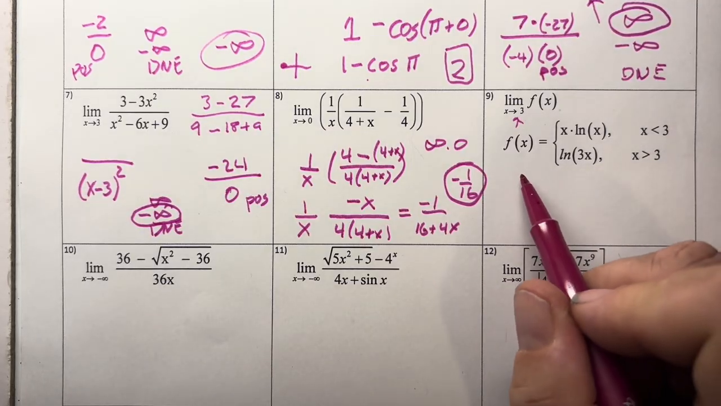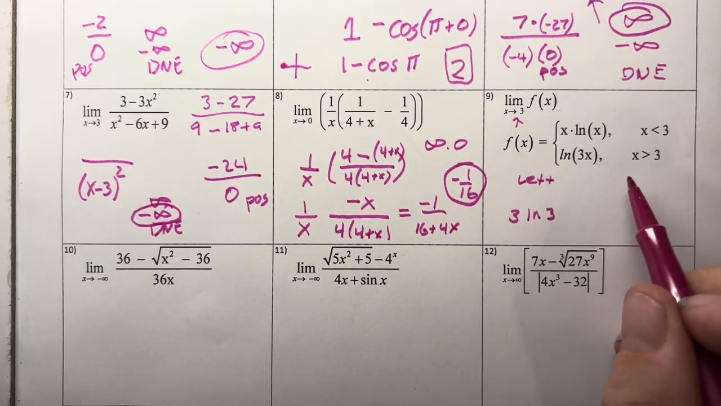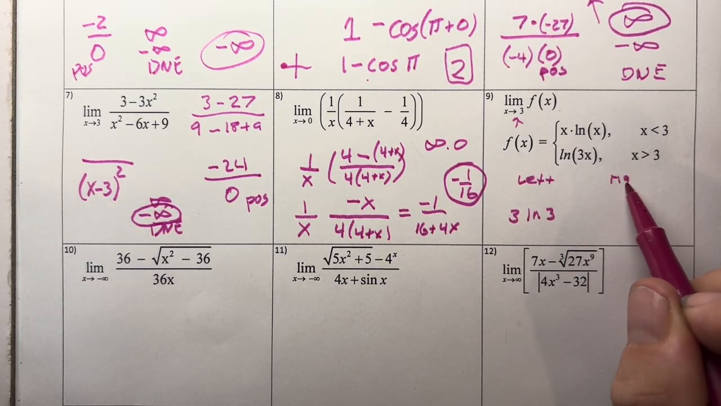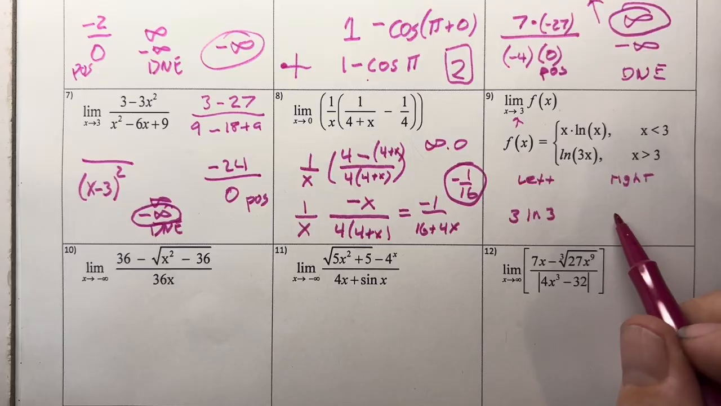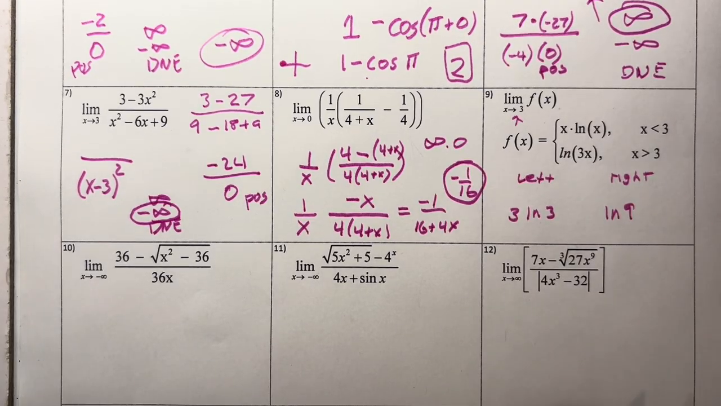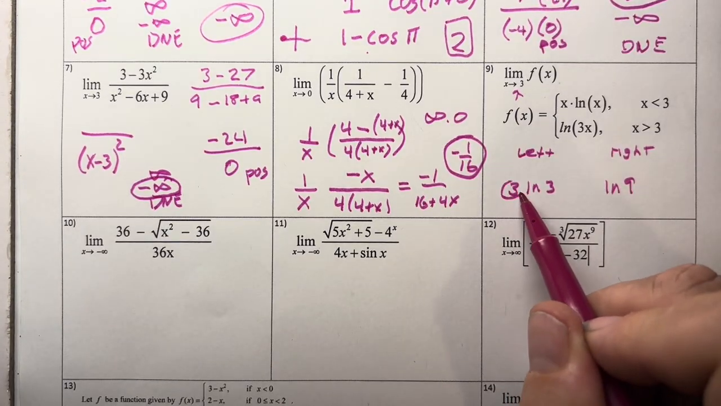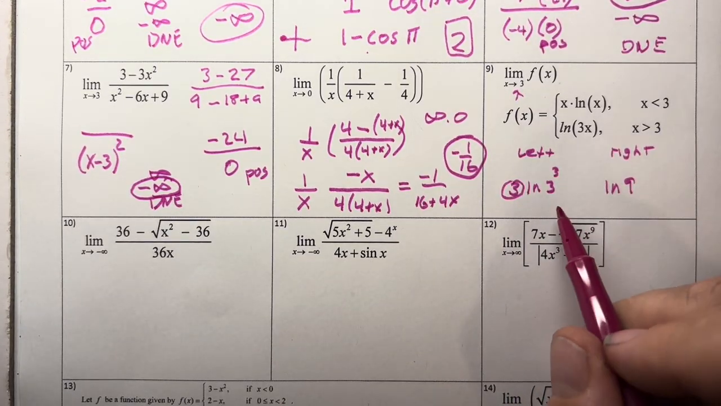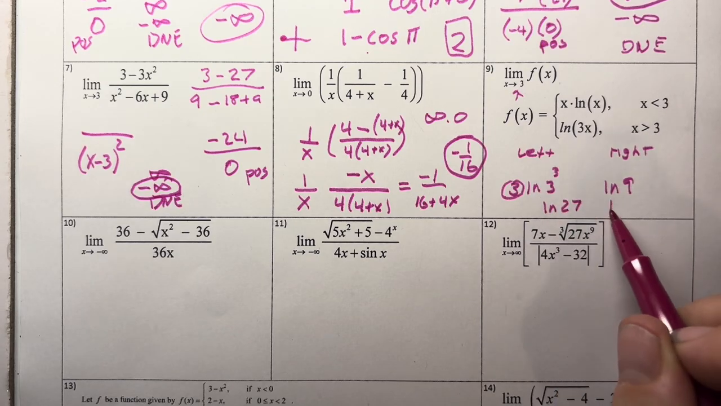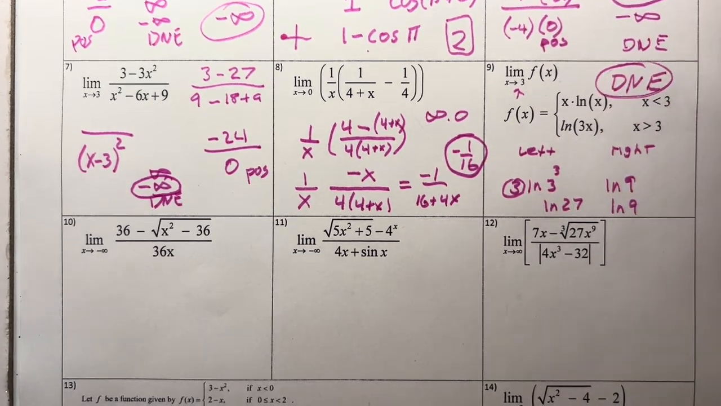And so on the left side, we care about 3 ln of 3. On the right side, we care about ln of 3 times 3, which is 9. Okay, maybe they're the same. Let's think. I know I can bring this up to the top here, so that's really ln of 27. This one's ln of 9. This one does not exist. They are not the same.